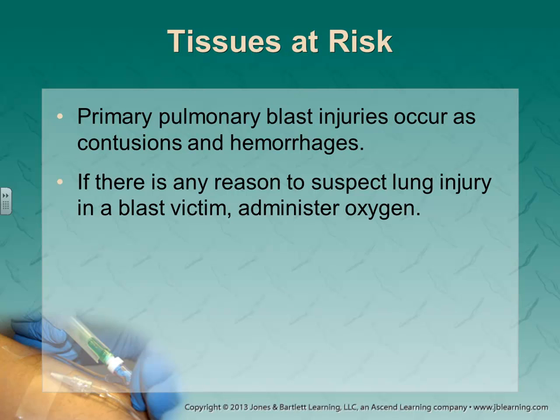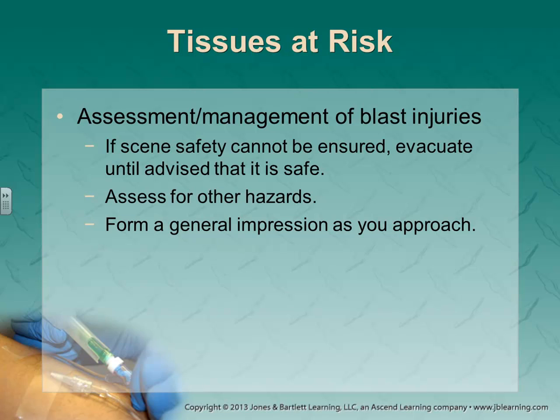Primary pulmonary blast injuries occur as contusions and hemorrhages. So primary injuries affecting where? The lungs. If there's any reason to suspect lung injury, administer oxygen, get them out of the environment.